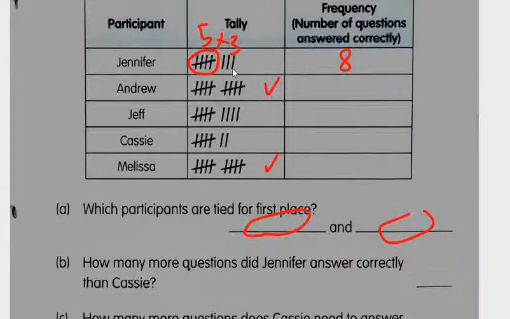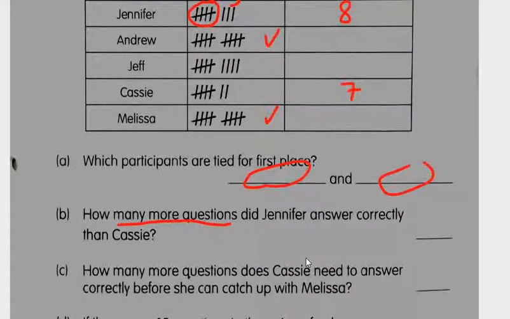Jennifer, then Cassie, okay? Cassie is 7, right? How many more questions? It means the difference. So find the difference by subtracting the greater by the smaller. And that will be the answer for here, yeah? The greater is 8, the smaller is 7, and then subtract them, and you get the answer.